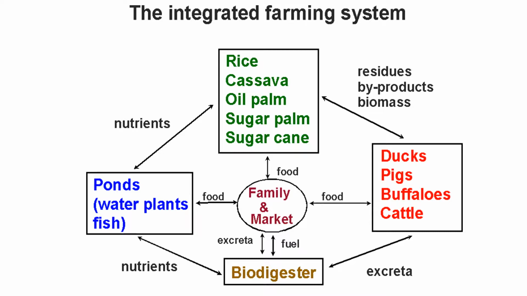Coming to integrated farming system, I am taking the farming systems in random because this video is exclusively to compare systems like natural farming as well as the commercial and integrated farming systems. In the integrated farming system, the components in the first group we can classify are rice, cassava, oil palm, sugar palm, and sugar cane, which interact with ducks, pigs, buffaloes, that is, piggery, duckery and livestock management. Then family and market systems are interrelated to all those things. Then biodigesters, ponds and waters, and other things like nutrients, residual byproduct biomass, and excreta. All these things are interrelated with food, fuel, etc., which are the basic human needs for day to day life.